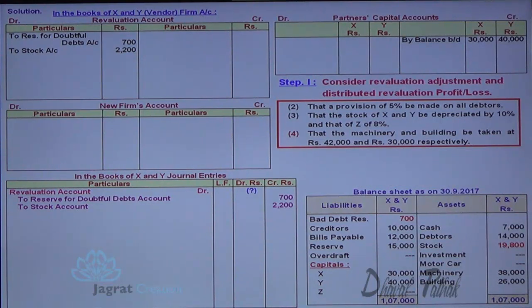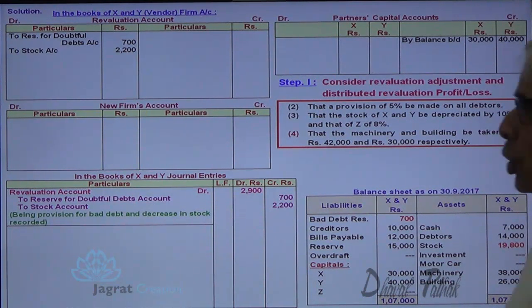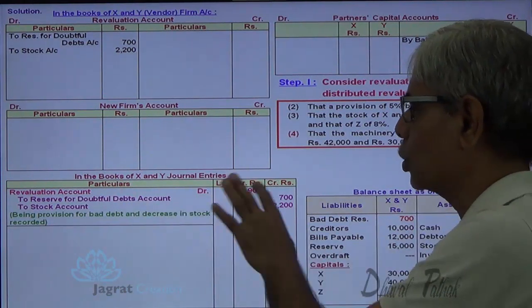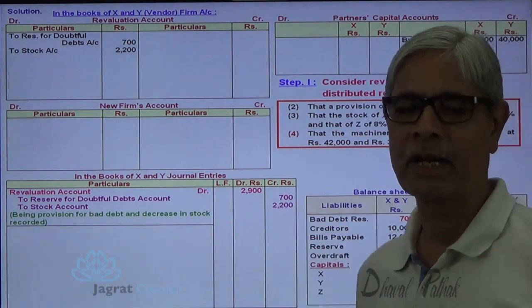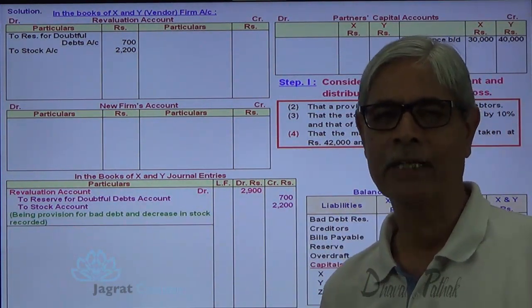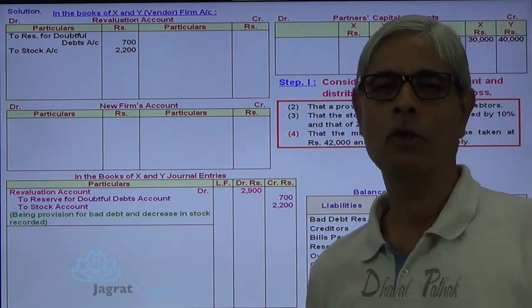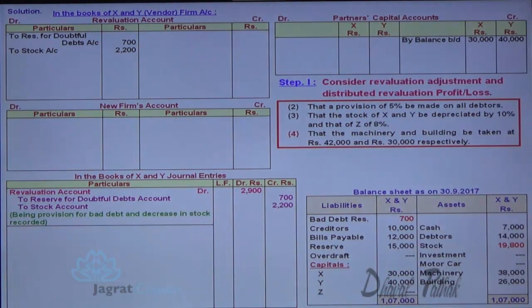Now, the total of these two, 2,200 and 700, is 2,900. Revaluation account debit to reserve for doubtful debts and to stock account credit. This is how the journal entry in the books of the vendor firm is recorded for the decline in value of assets that is debited to the revaluation account.